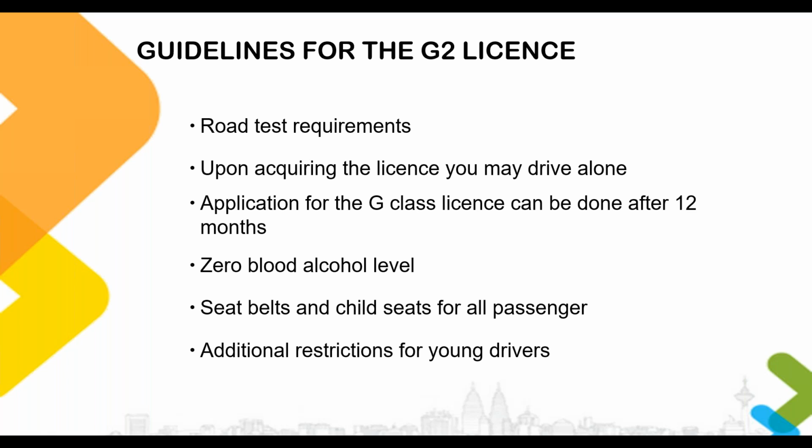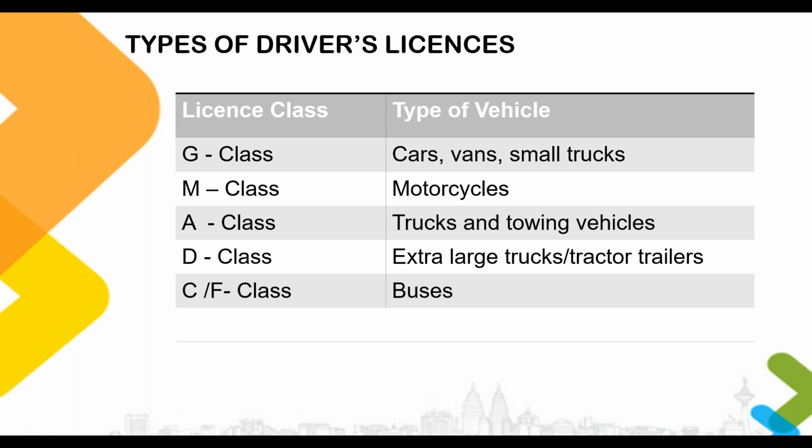Now, for your G2 license, you will be required to take a physical driving test. We call that the road test. You must have a G2 license for a minimum of 12 months, or 8 months if you take a class. And application for the G license can be done after the 12-month period. Every passenger in the car must have a working seatbelt when you get the G2, and there are additional restrictions for drivers under the age of 21.